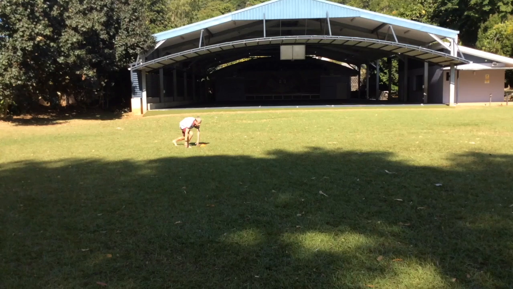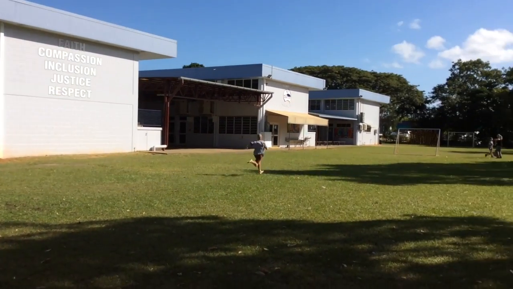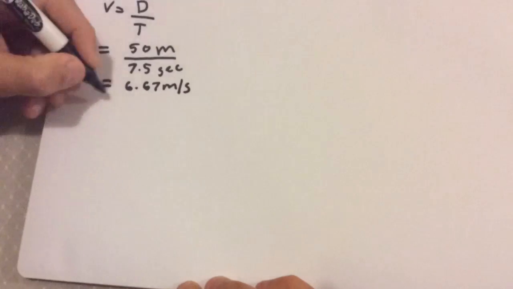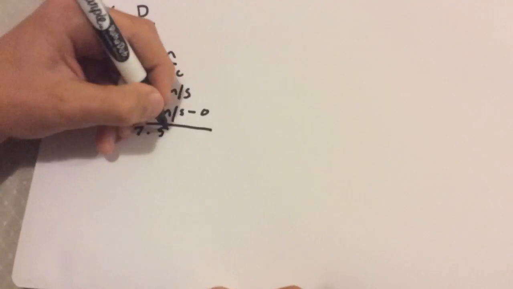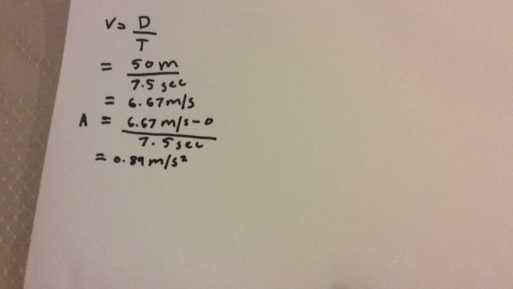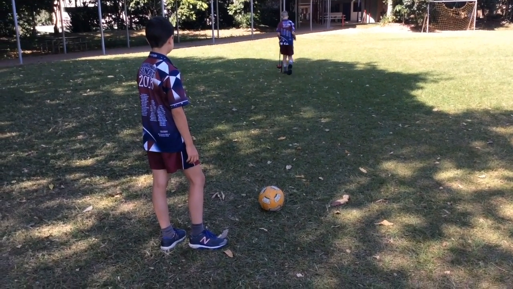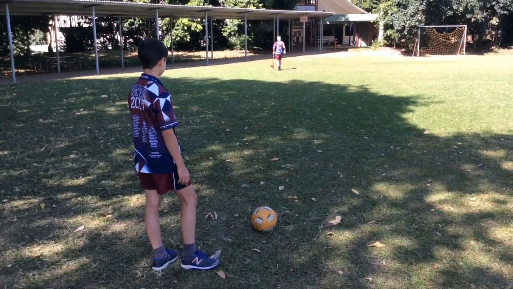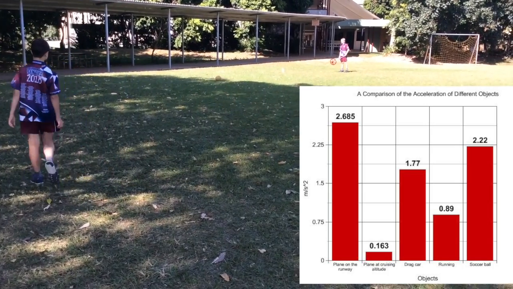As a further comparison, Nicholas ran 50 meters down our school oval, and we timed how long it took from a standing start. An initial velocity of 0, it took Nicholas 7.5 seconds to travel this 50 meters. We use the same formula to calculate the final velocity of 6.67 meters per second and an acceleration of 0.89 meters per second squared. As another comparison, we kicked a soccer ball 20 meters. It took 3 seconds to travel 20 meters. This is equivalent to a velocity of 6.67 meters per second and an acceleration of 2.22 meters per second squared.